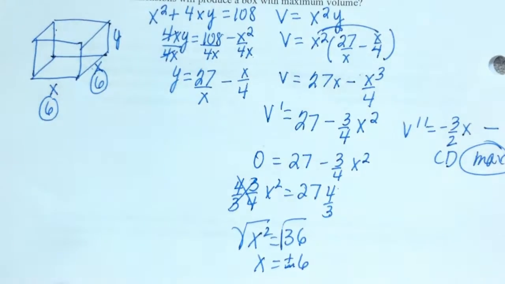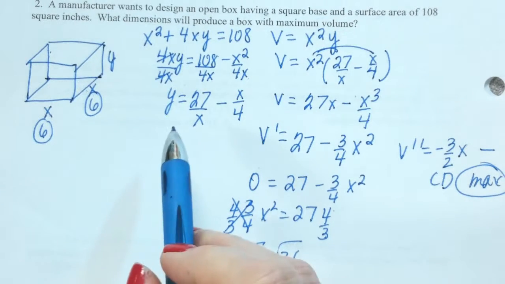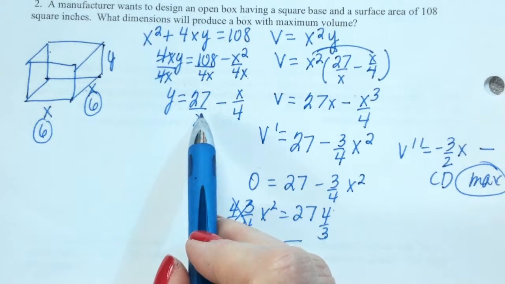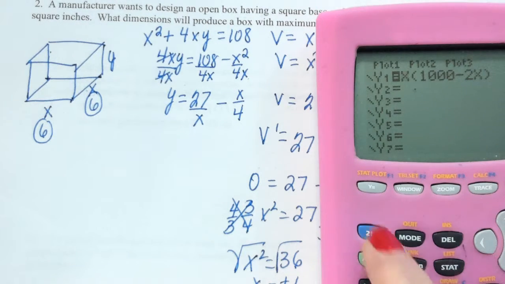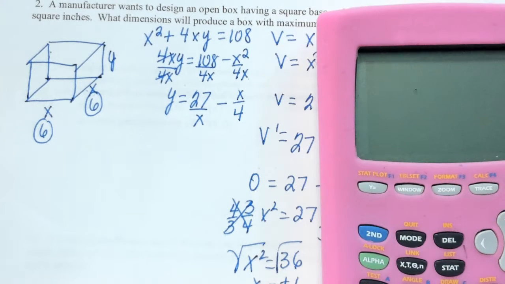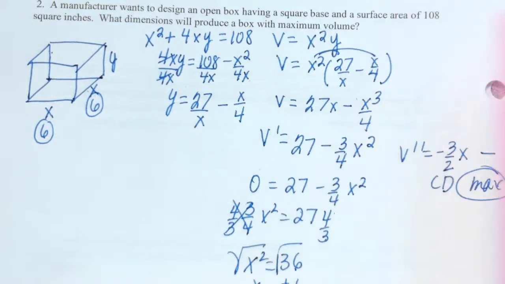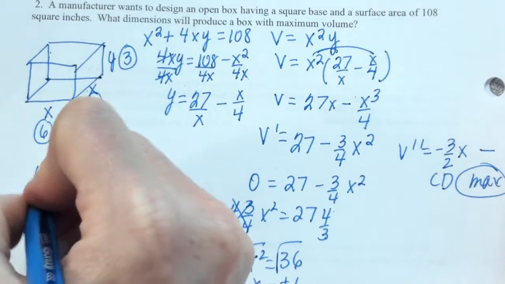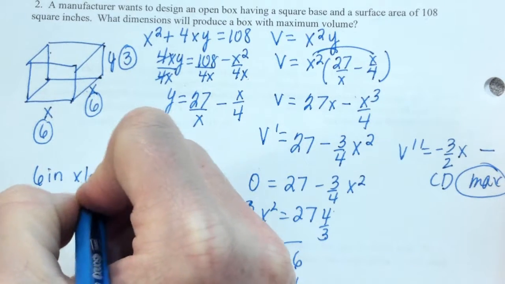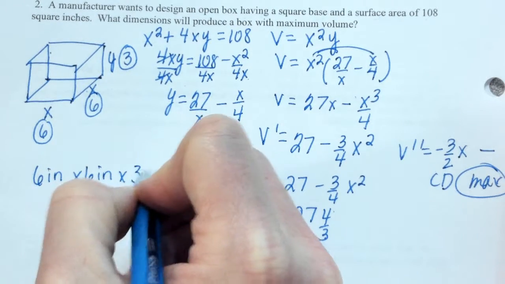How do I find out the height, though? Plug it in for y, right? Plug in right here so I can find out what y is. So I'm going to have 27 divided by 6 minus 6 divided by 4. Get that answer? And that's going to be 3. So the dimensions are going to be 6 inches by 6 inches by 3 inches.